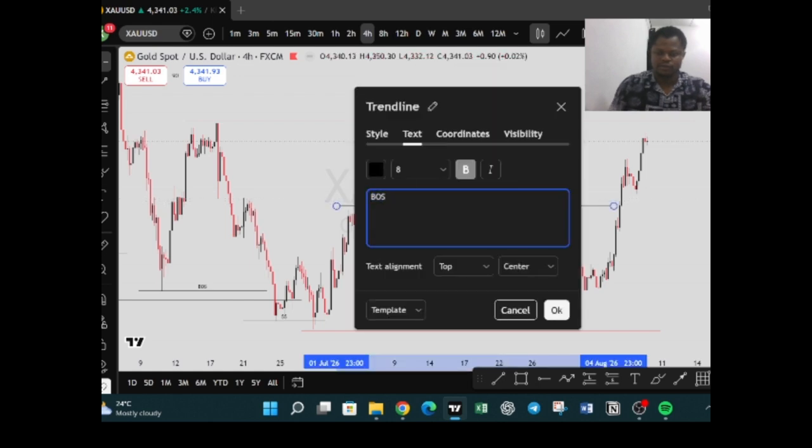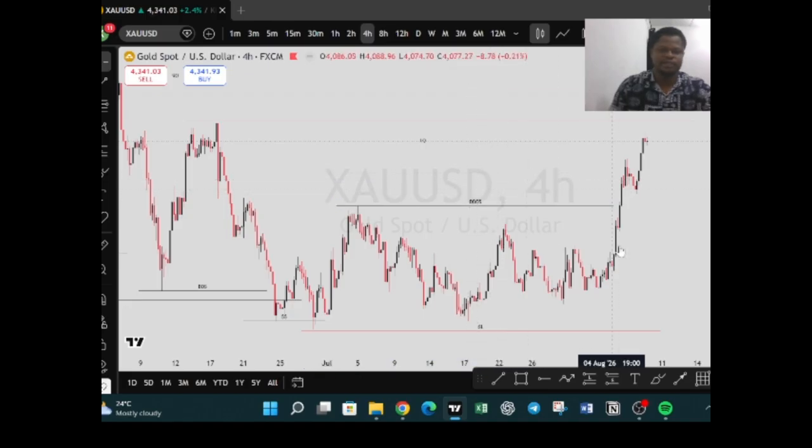I can just put DBOS, something like this, to represent that this BOS is a daily break of structure.